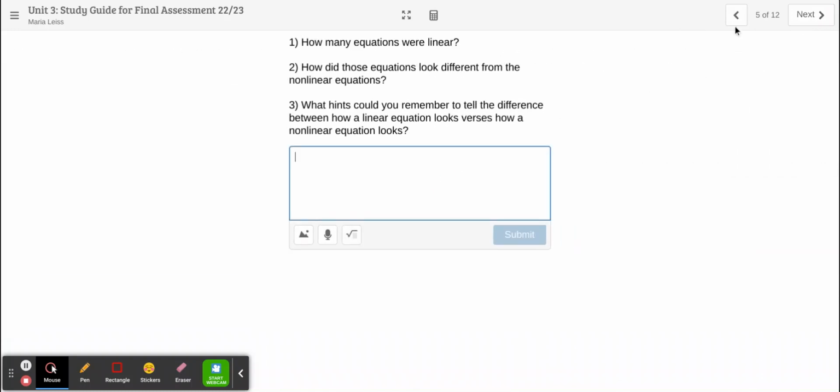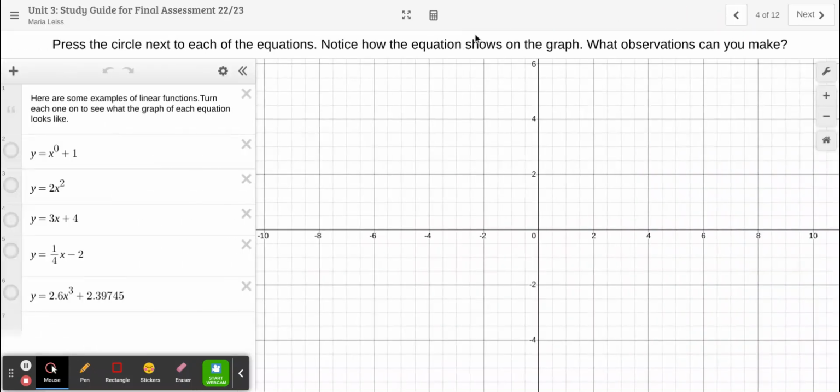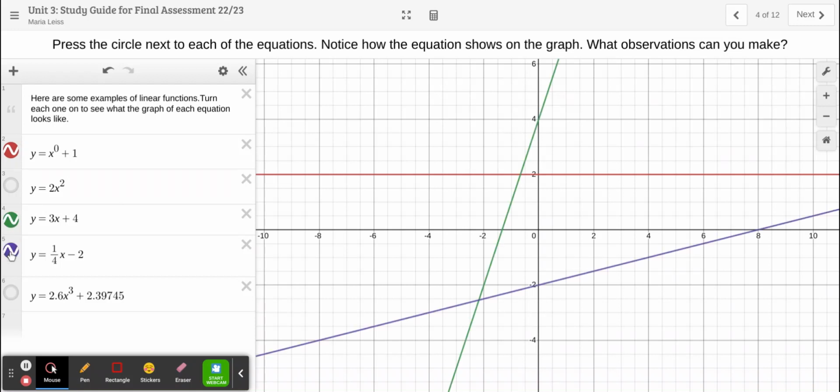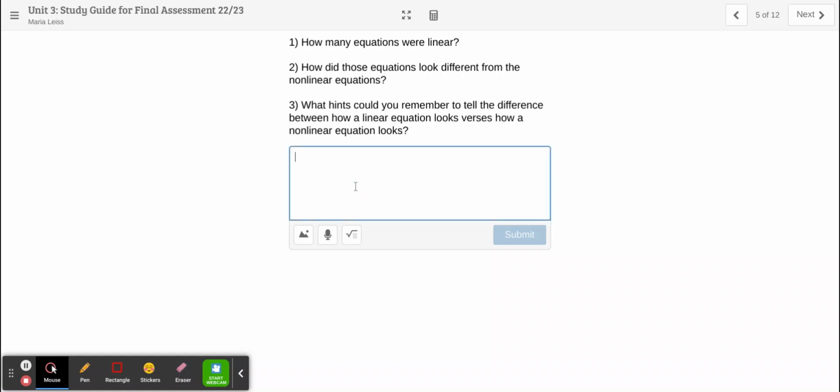First, how many were linear? Well, if I go back, I know this one was linear, yep. This one was linear, and this one was linear. So we had 3 were linear.